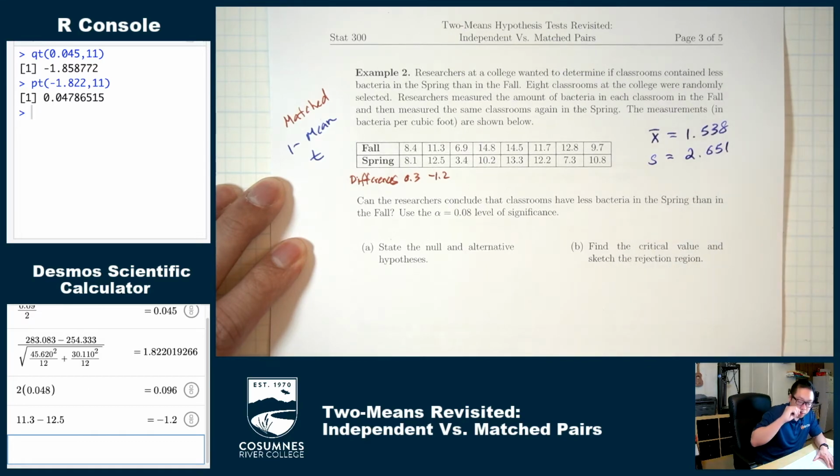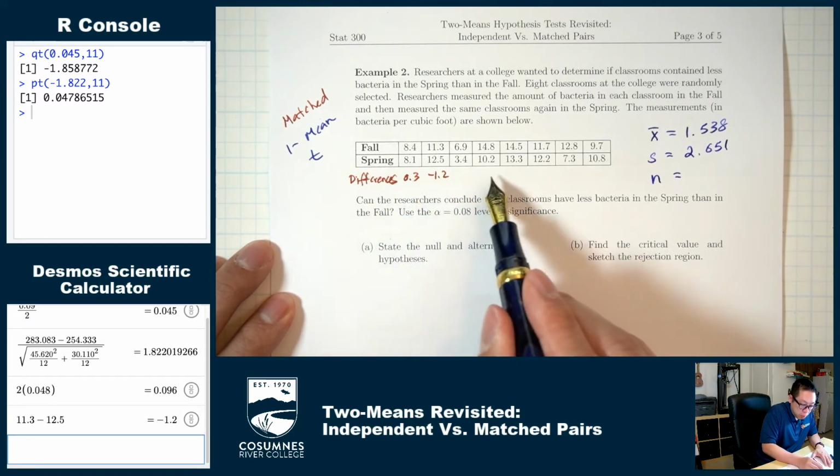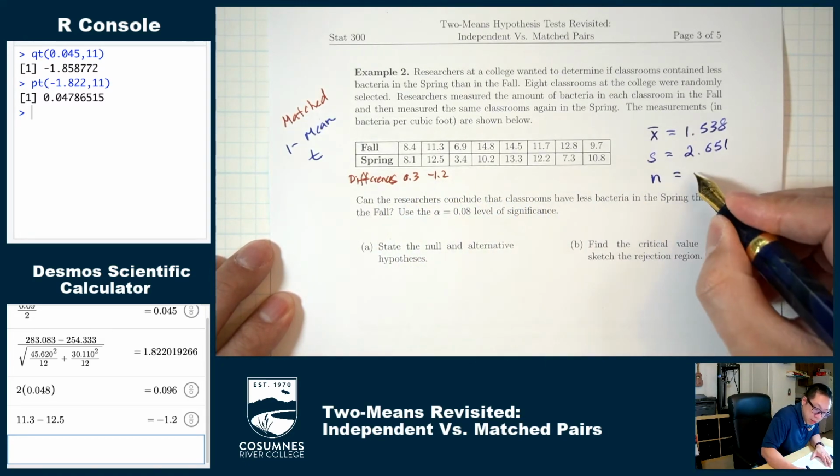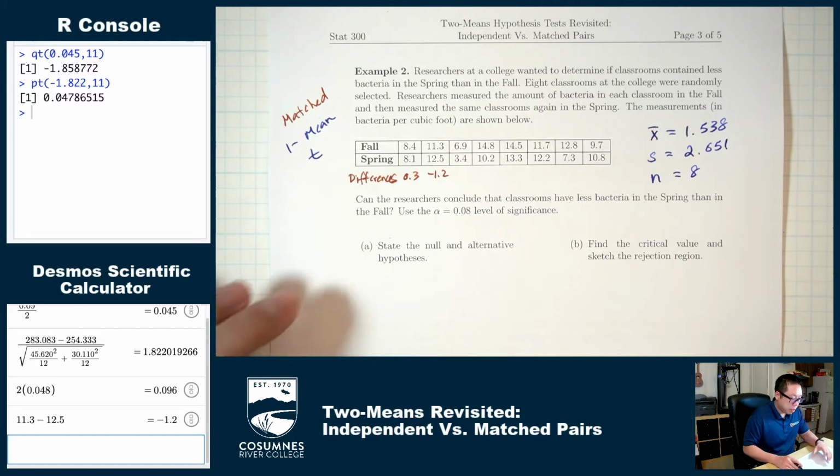Okay, and that was from Google Sheets. And then the sample size, we'll just count. How many differences are there? There's 1, 2, 3, 4, 5, 6, 7, 8. So 8. Or you could have gotten it from the problem. There's 8 classrooms. Okay, part A, state the null and alternative hypotheses.